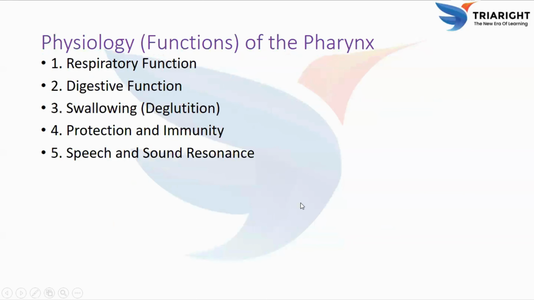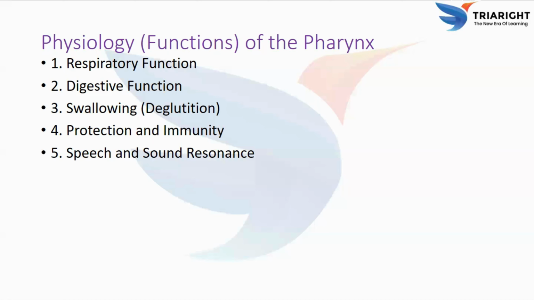What are the functions of the pharynx? Respiratory function, digestive function, swallowing, protection and immunity, speech and sound resonance. So the pharynx plays several vital roles in the respiratory, digestive, immune and speech systems. What is the respiratory function of the pharynx? It acts as a pathway for air moving from the nasal cavity to the larynx and then into the lungs. It also helps warm, moisten and filter the air before it enters the lower respiratory tract.